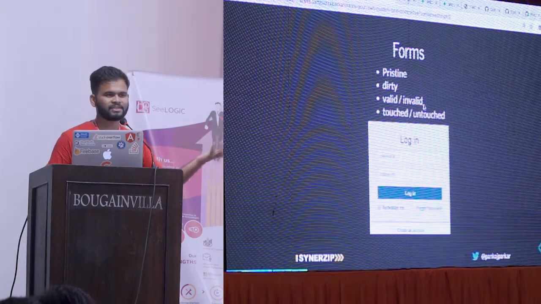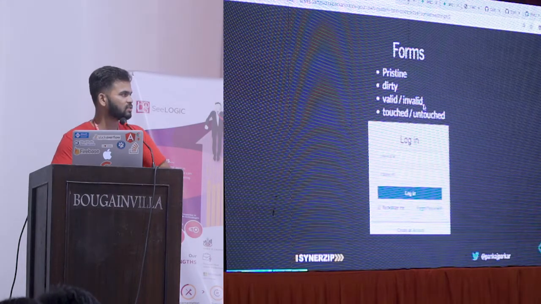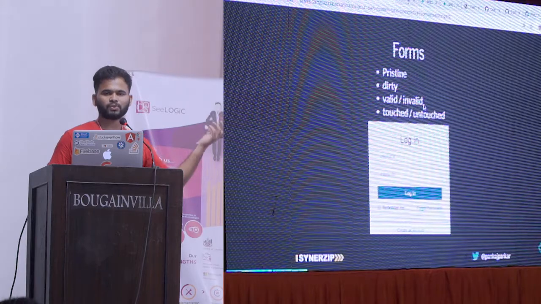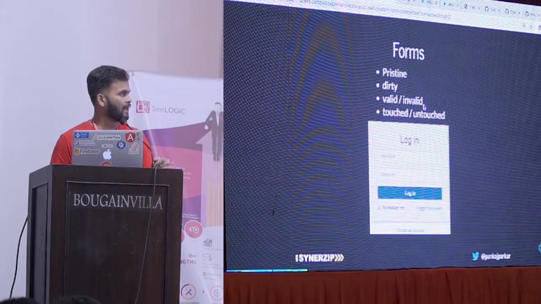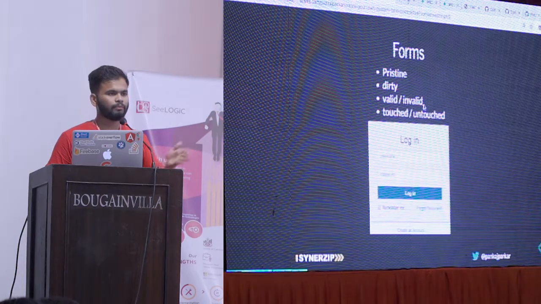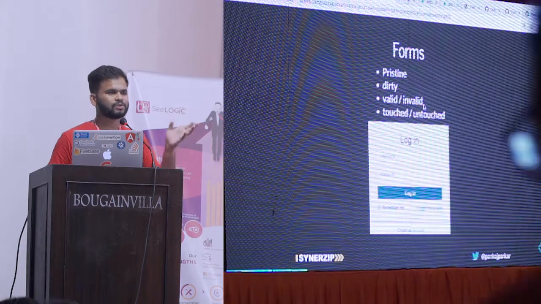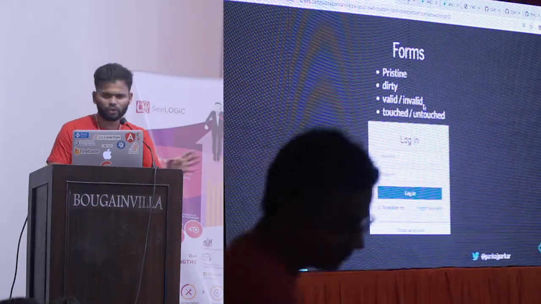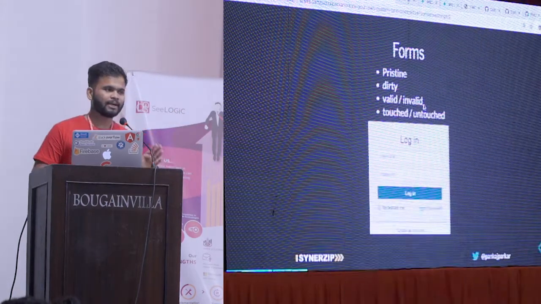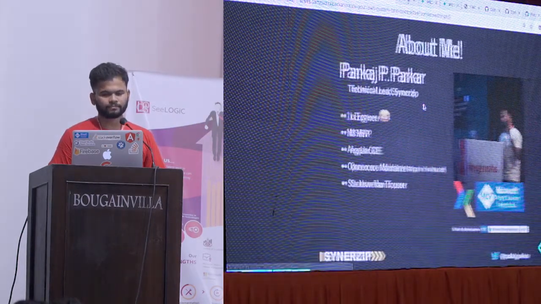So this is for devices basically. If you want to apply any CSS based on this state, you can use the touched and untouched option. Also, these states are represented as pseudo classes. So if you want to apply specific styling for pristine, you can use those pseudo classes. That is the basics, because my talk is all around this only. That's why I covered that.